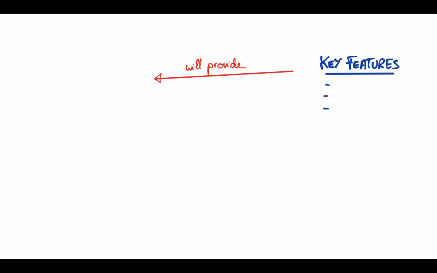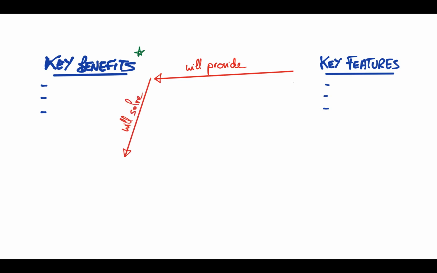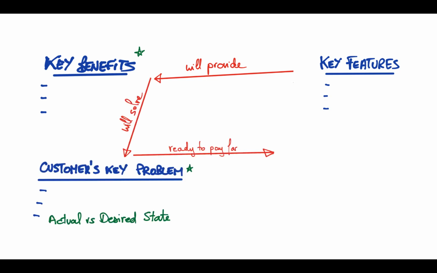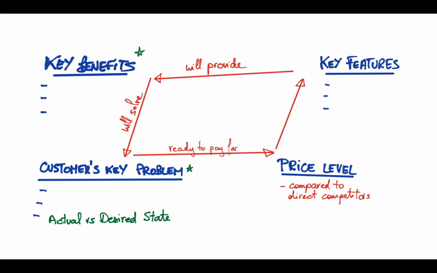You take all the elements identified in the FAB worksheet and summarize them here in those 4 quadrants. In the first quadrant, you illustrate all the key features offered by your product. These key features provide the key benefits that your customers will gain, and those key benefits will solve the key customer's problem. And you also look at the price element of the value equation, which is how much customers are ready to pay and how much the product costs in comparison to direct competitors, which completes the 4 quadrants.